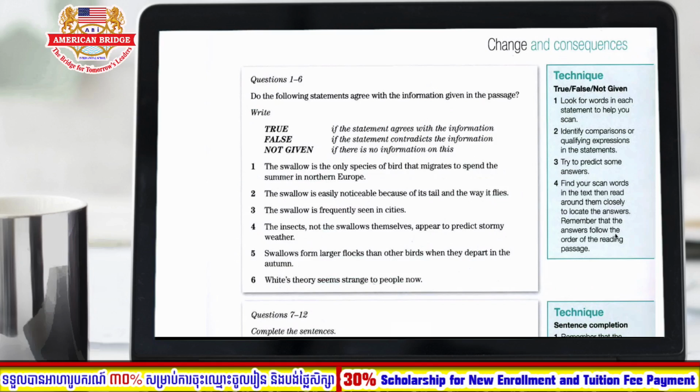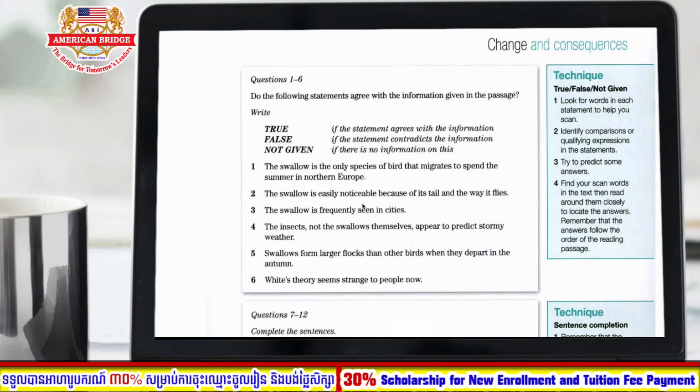Remember that the answer follows the order of the reading passage. This is very useful information to keep in mind. If you read the introduction, you are supposed to find the answer to statement number one. It's the order. So these are the techniques that you can use to do the true, false or not given type of exercise.